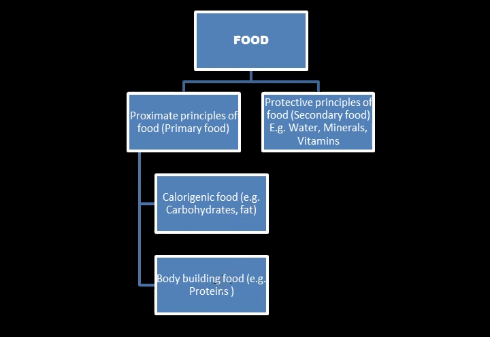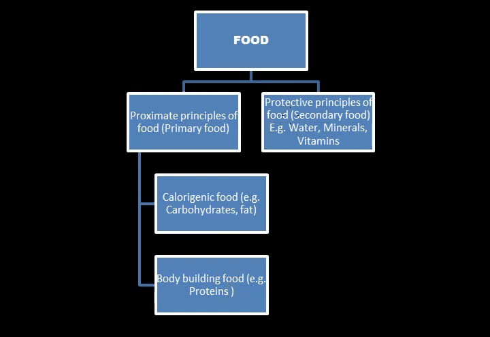And bodybuilding foods are basically involved in our body development, and about which we will learn later on in this chapter. An example is protein. Various kinds of proteins are involved in our body development, so these are considered as body developing or bodybuilding food.